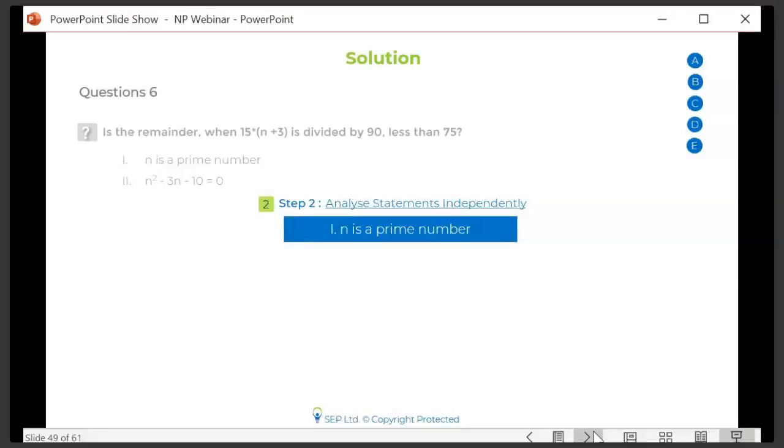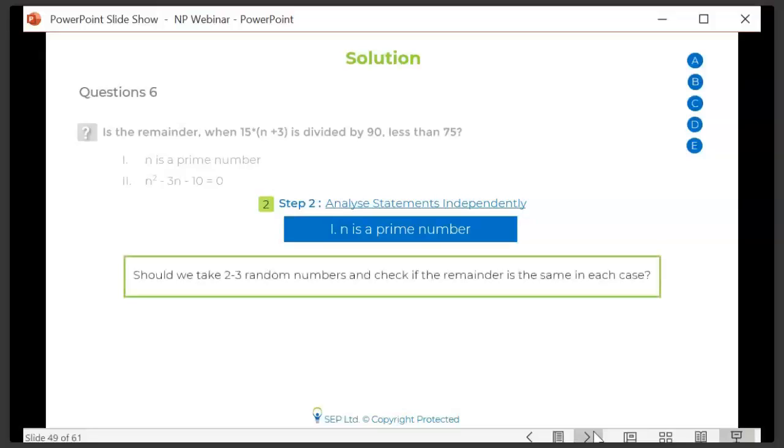In this question, the first statement is that n is a prime number. Now, tell me, should we take a few random numbers and check the remainder? Or should we do something else? What should we do here? You can type in your response in the chat. Should we take 2-3 random prime numbers and check it?